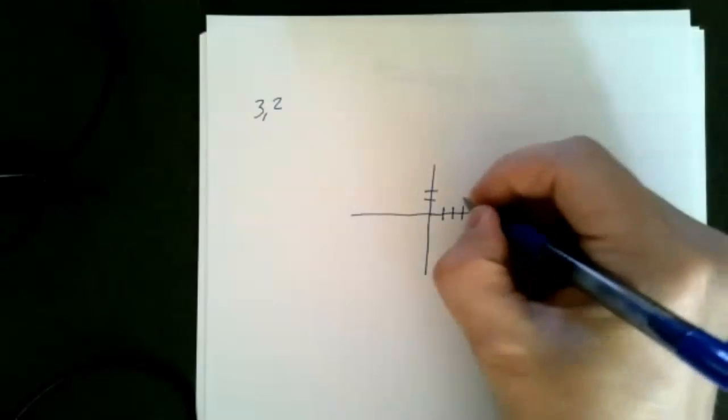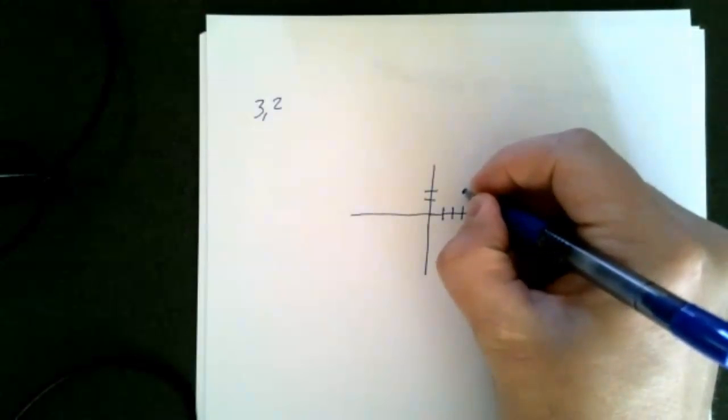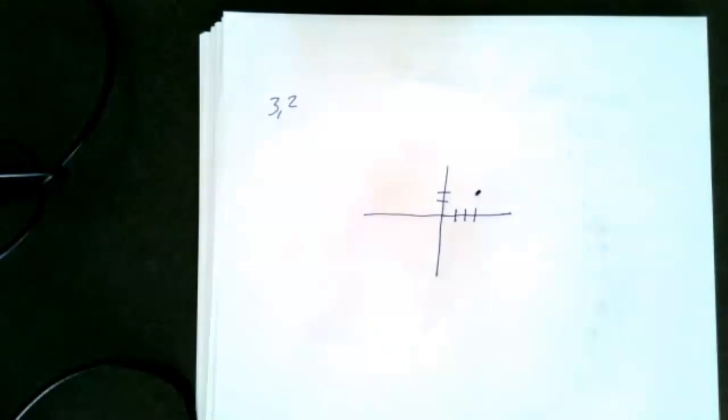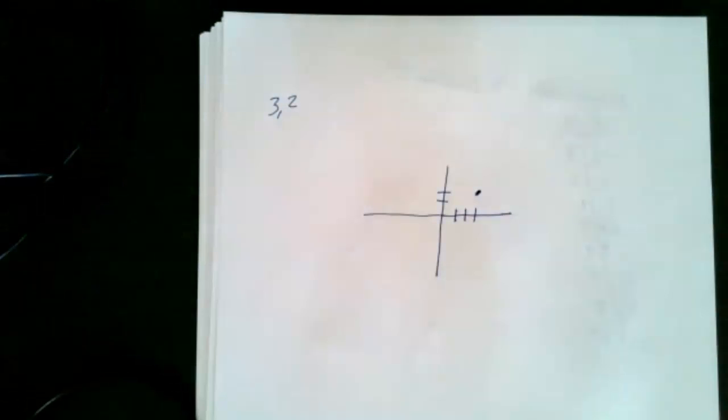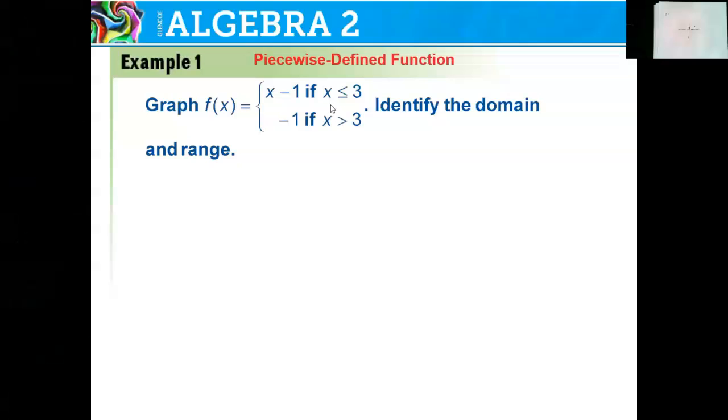Got it here. And then I would plug in a closed dot. And once again, the closed dot is because it's less than or equal to. So it's encompassing 3 here. Okay, so that's my starting point.